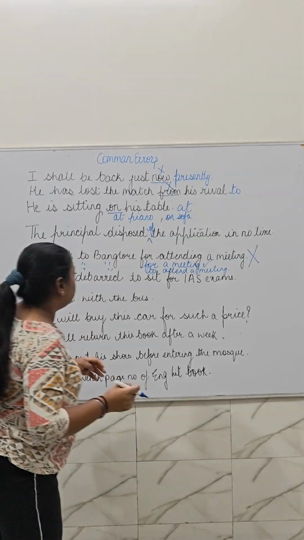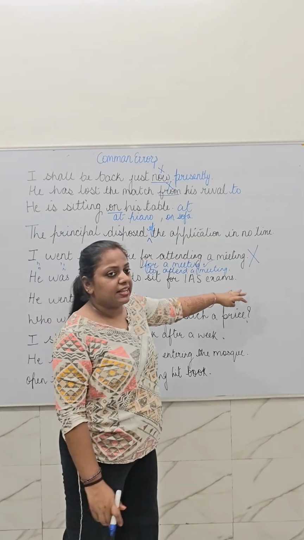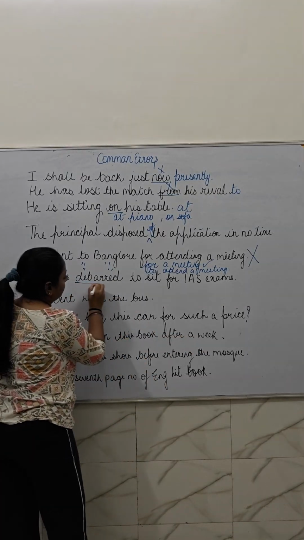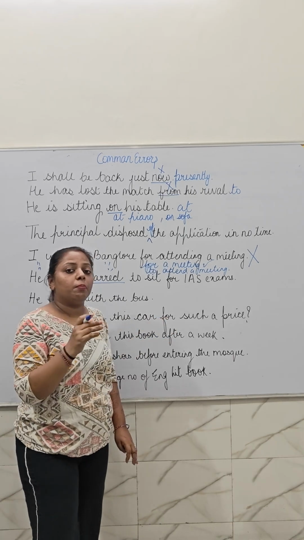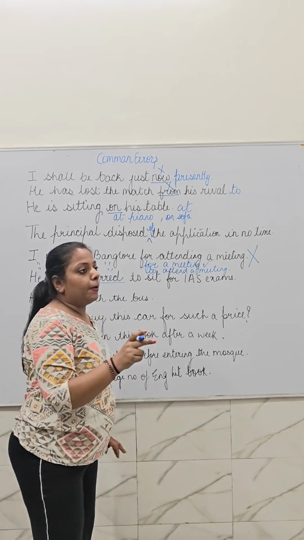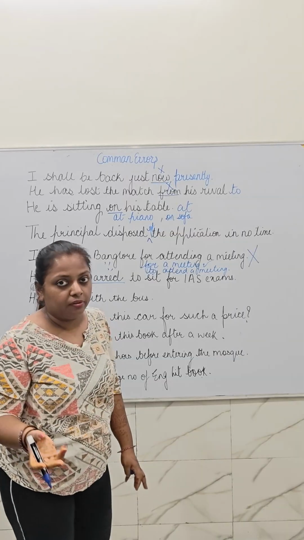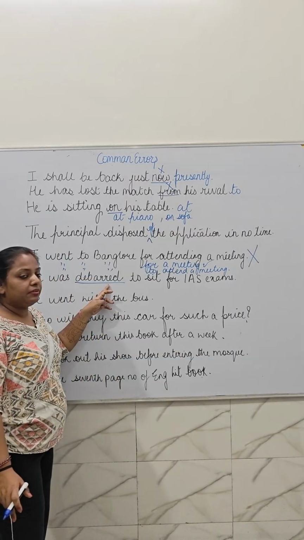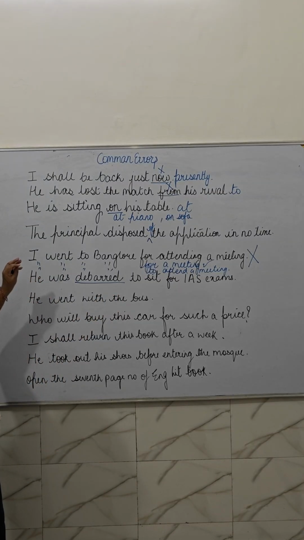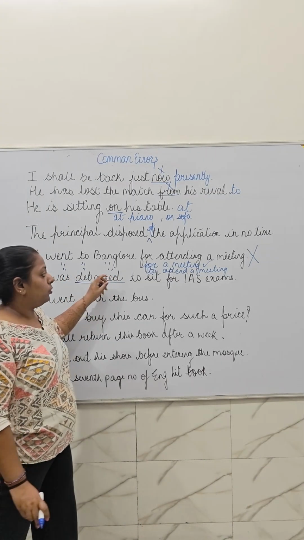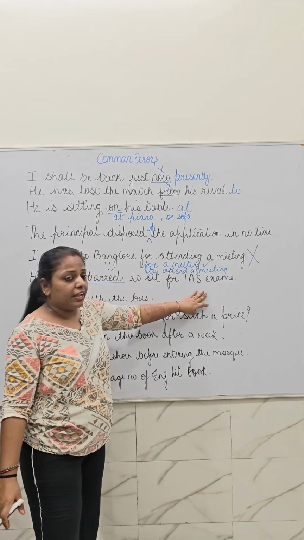Okay. Next is, he was debarred to sit for IS exams. Now what is this word? This is when you are being forcefully stopped from entering somewhere, or forcefully stopped from doing something. Then it is debarred, D-E-B-A-R-R-E-D. So the sentence is that there's a boy who has been forcefully not given permission to sit for IS exams.